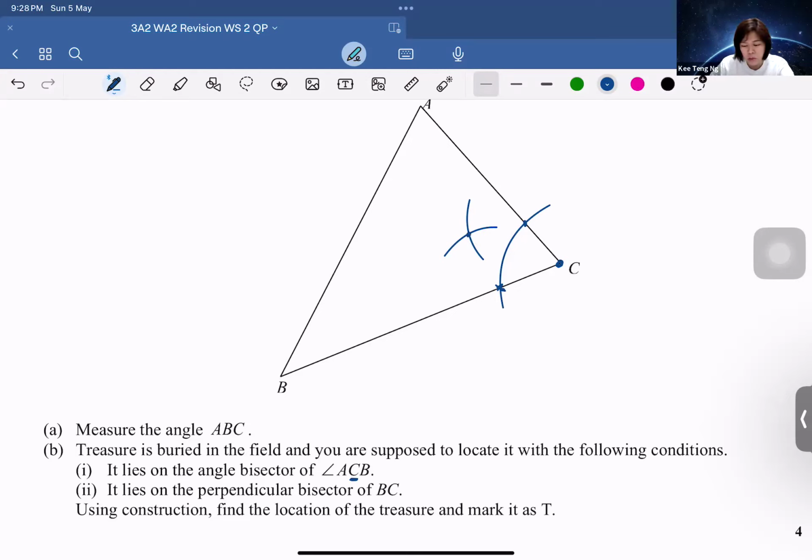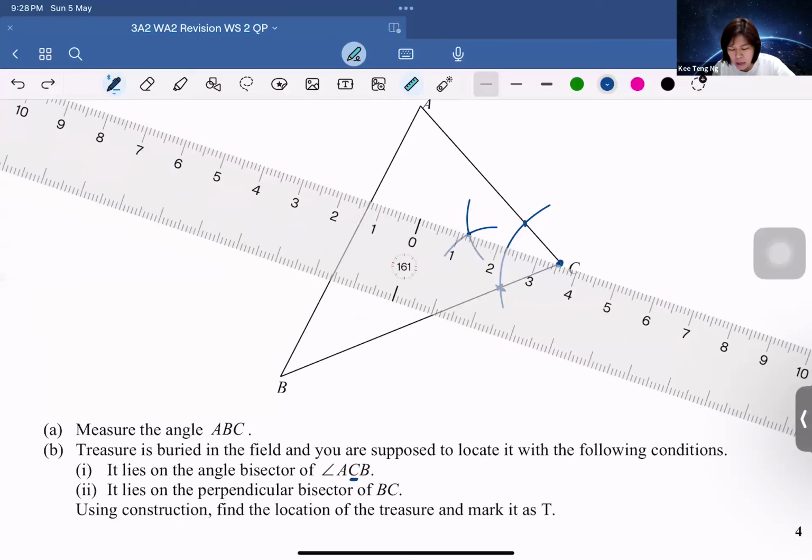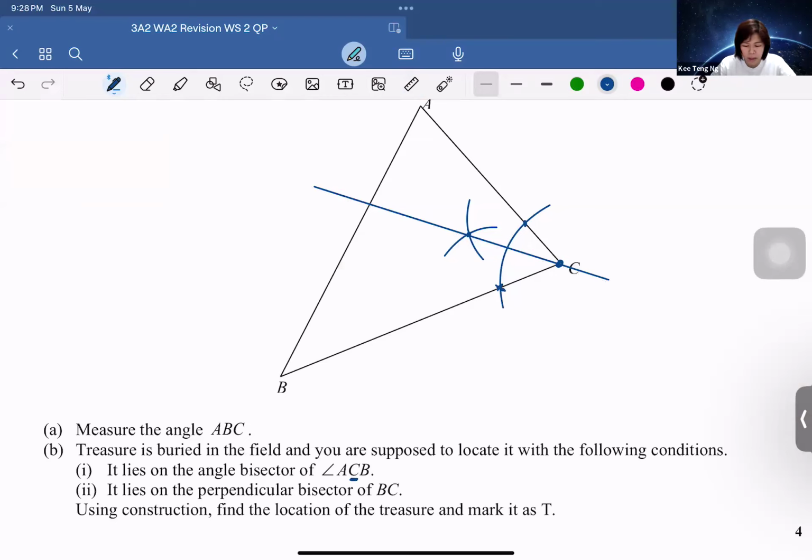What are the steps? After we have the 2 points, I mark the center. Then I join the center to the angle C. So this will give me the angle bisector. This will be the angle bisector of part 1B, part 1. Remember to label your working clearly.